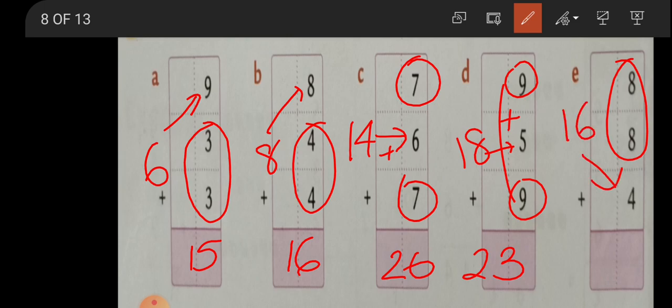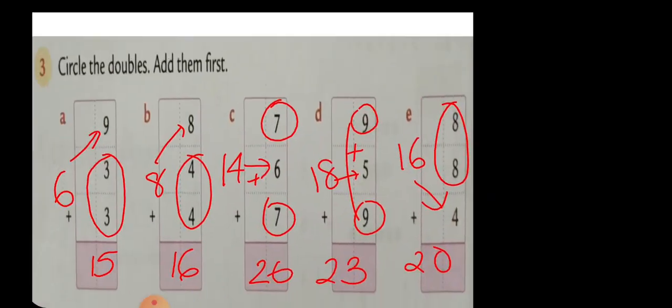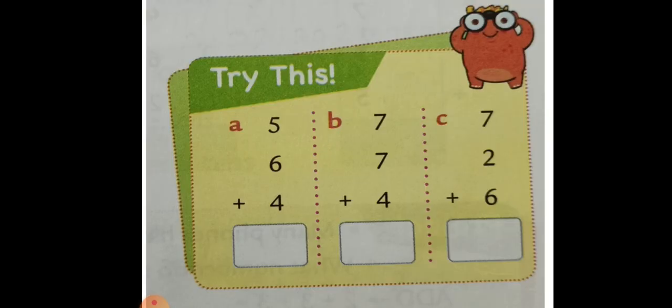Here again 8 plus 8 will give you 16. 16 and 4, add them, beta. 16 in mind, 4 fingers up. After 16: 17, 18, 19, 20. You get 20, right? Yes. Now let us do it here. Try this, you see. So let us do it now.